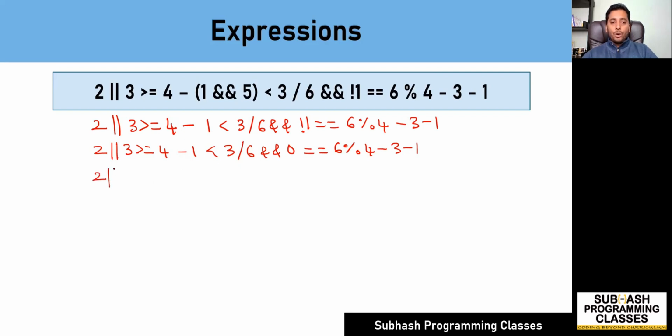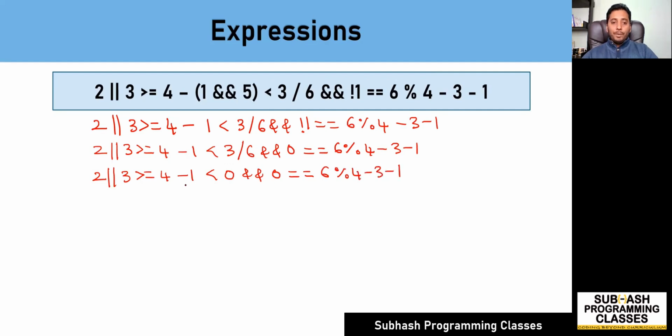So 2 or with 3 greater than or equal to, I will keep these as they are, less than, okay, 3 divided by 6 will result in a 0, because you have learned earlier that integer operator integer will result in an integer value. Therefore 3 divided by 6 will result in a 0 value, which is an integer. Then and with 0 equal to 6 modulo 4 minus 3 minus 1.